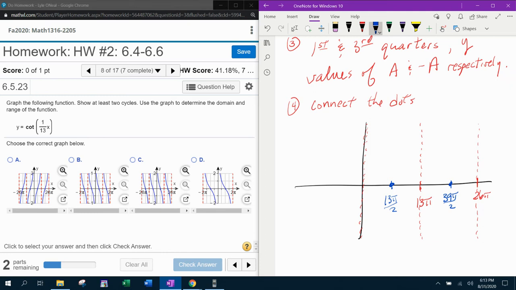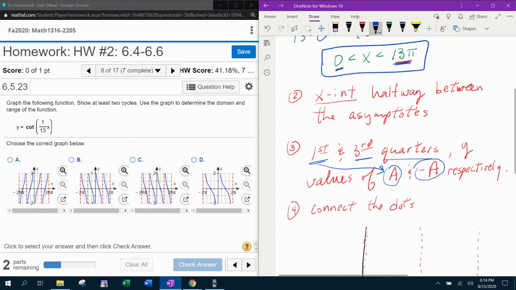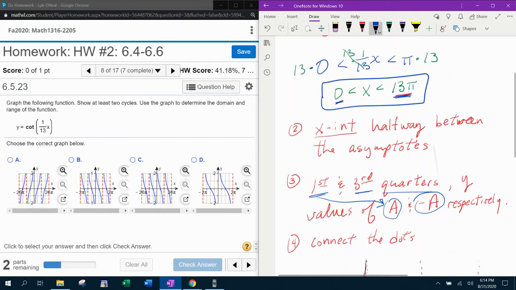All right, next, step number 3. At the first and third quarters, we're going to have y values of a and negative a respectively. So between each consecutive asymptote, if I cut this up into fourths, that gives me quarters, okay? So I've got my first quarter, second quarter, third quarter. These are now quarters. And at the first quarter, I'm going to be at A, where A was 1.